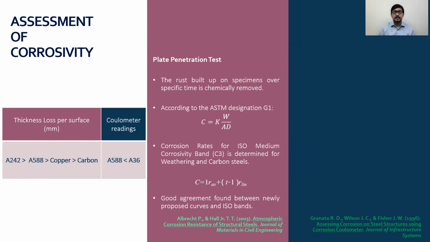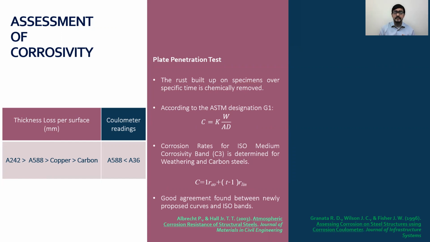Albrecht and Hall Jr. found that the corrosion rate for the first 10 years does not remain constant for both carbon and the weathering steels. But there was no recommendation for such a thing in the ISO corrosivity band. That is why they modified the ISO medium corrosivity band C3 and proposed a new equation to consider the steady state.